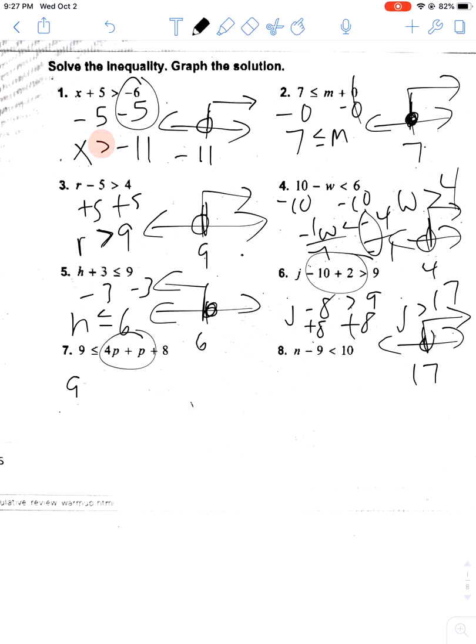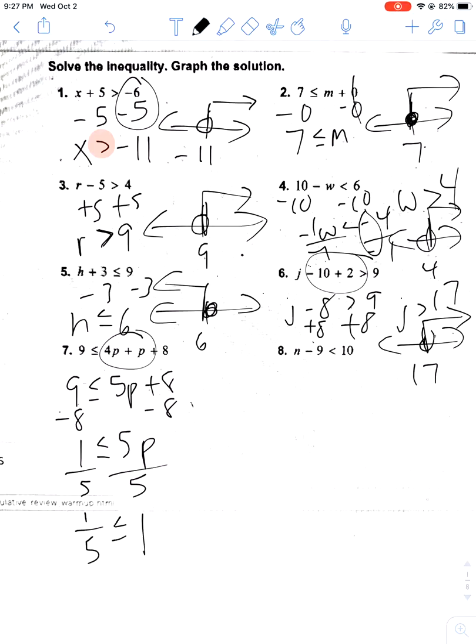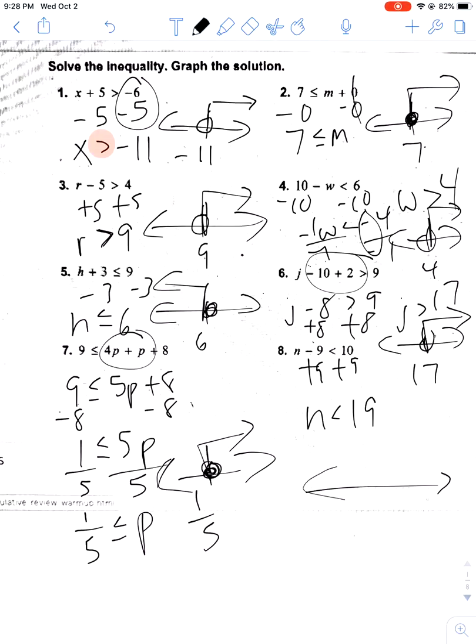Combine your like terms. That gives us 5p. Minus 8, 1 is less than or equal to 5p. Divide by 5, we get 1/5 is less than or equal to p. That's okay. Fractions are totally cool here. So we've got 1/5. Closed circle, and it says p is bigger. Last one. Add 9, n is less than 19. That is an open circle at 19, and it says n is less than.